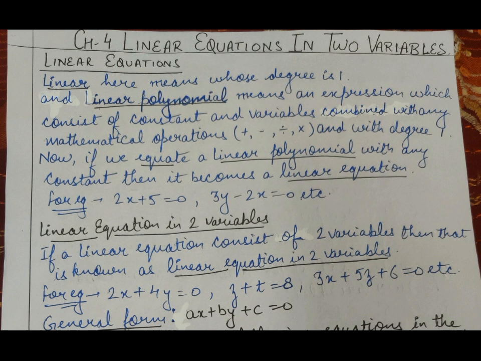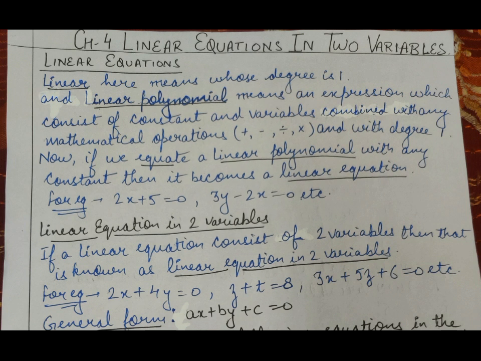Linear here means whose degree is 1, and a linear polynomial means an expression which consists of constants and variables combined with any mathematical operations. It can be plus, minus, division sign or multiplication sign. And with degree 1 means a polynomial should have degree 1. Then only it is known as a linear polynomial.